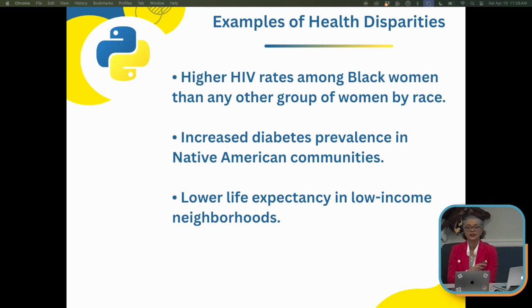All right, moving on. So what are some examples of health disparities? Well, I talked about HIV. In this case, Black women have the highest prevalence of any other race. There is also increased diabetes prevalence among Native American communities, and lower life expectancy in low-income neighborhoods. Those are all examples of health disparities.